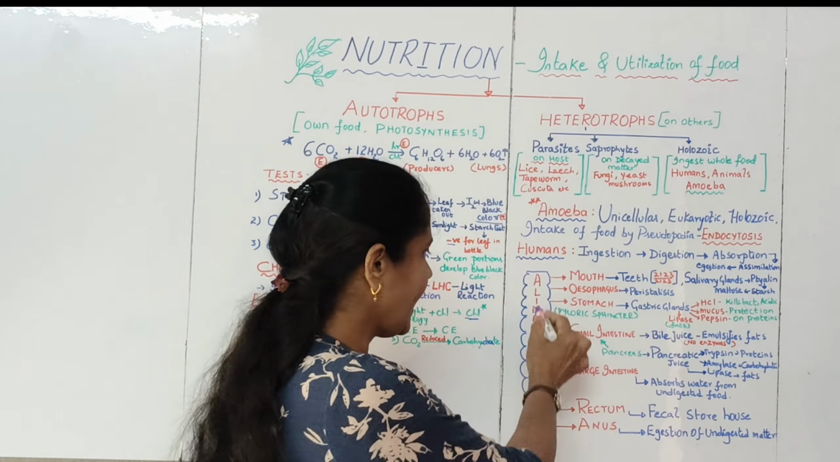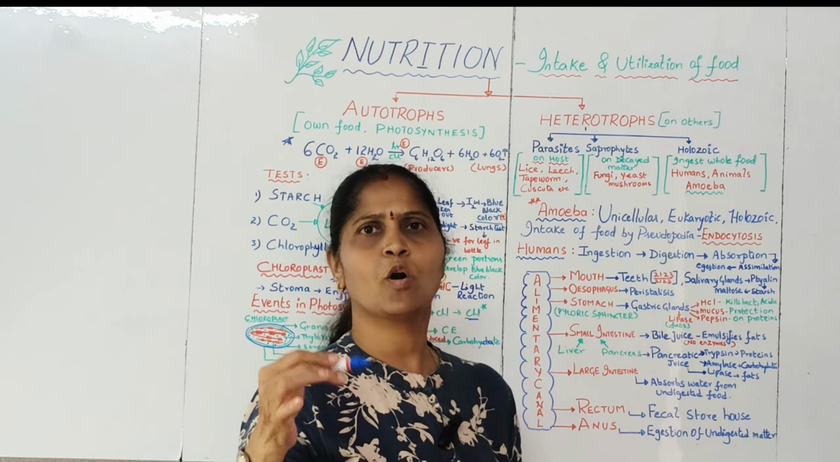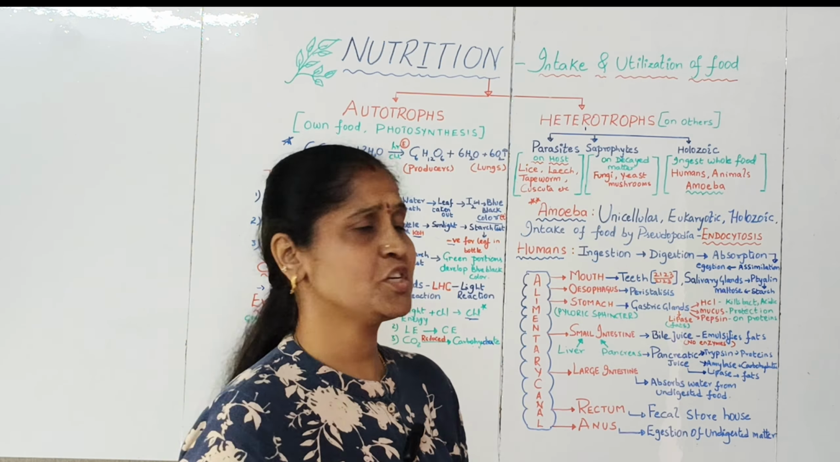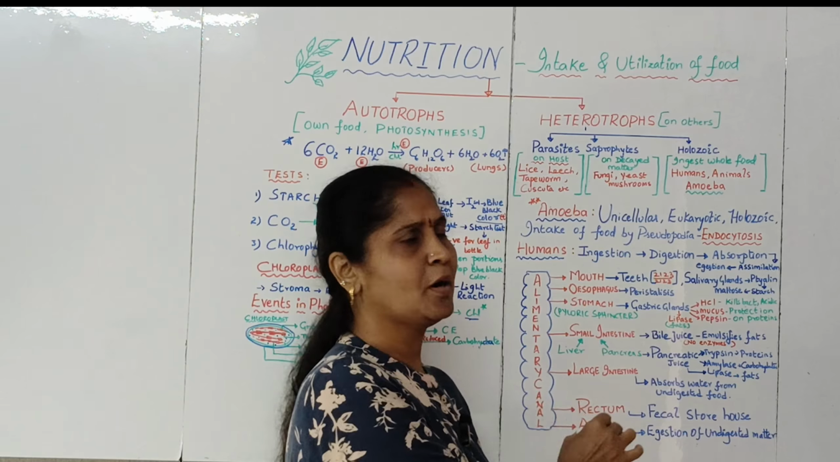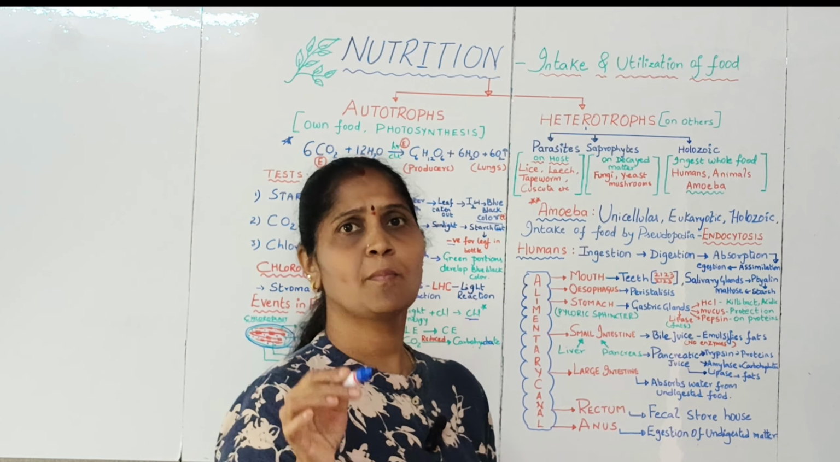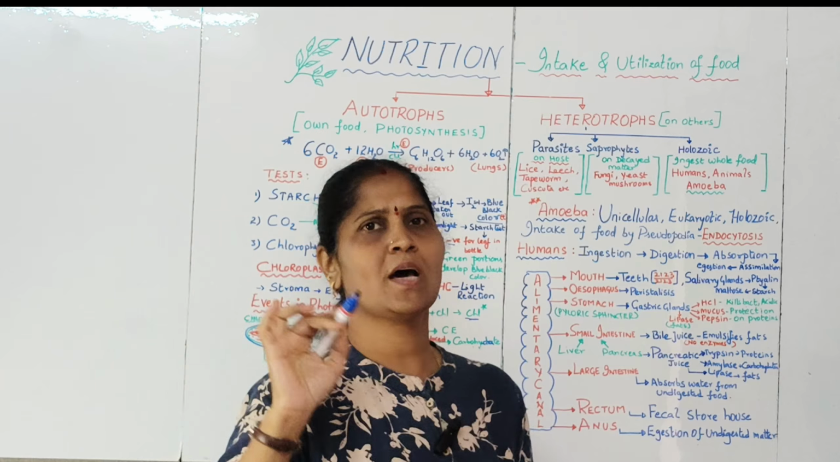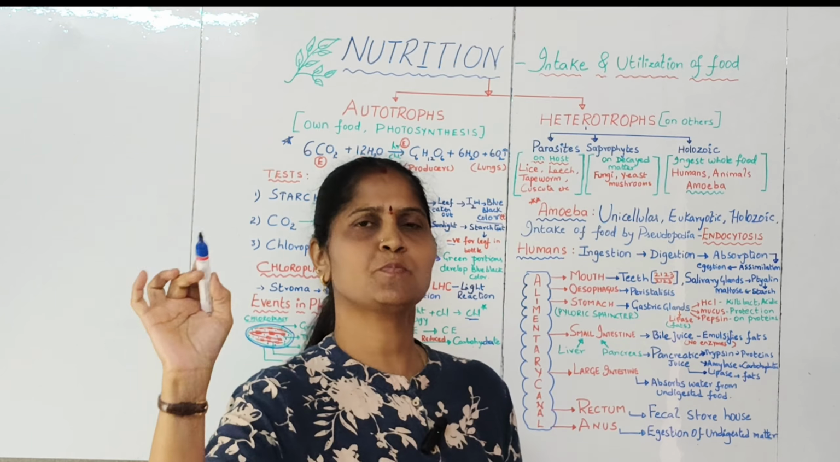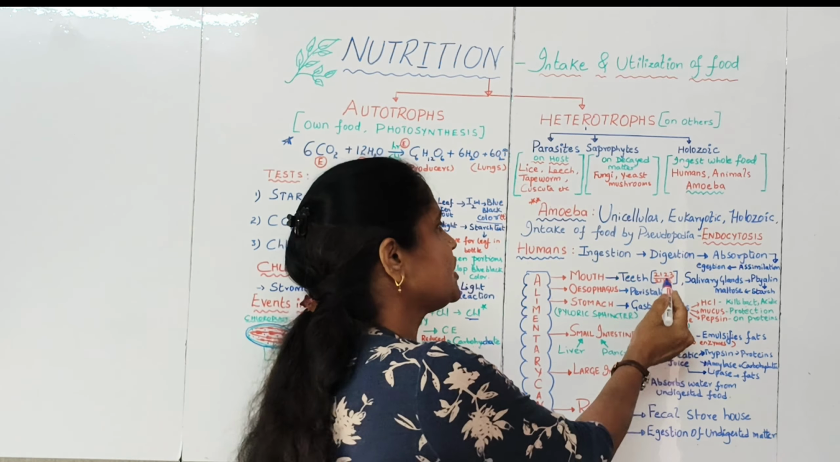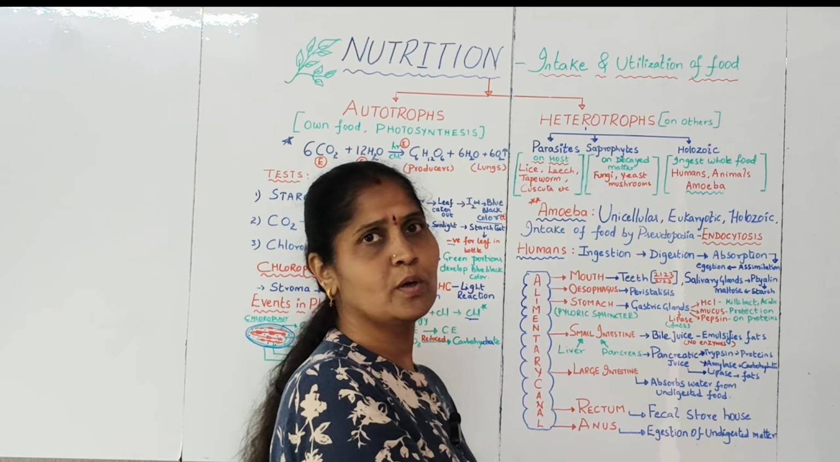Then next, talking about the alimentary canal, the different parts and what are their functions and the enzyme secretions. So talking about mouth, we have teeth. The dental formula is important. Incisors, canines, premolars and molars is the order. And the dentition formula I have written 2123 by 2123.